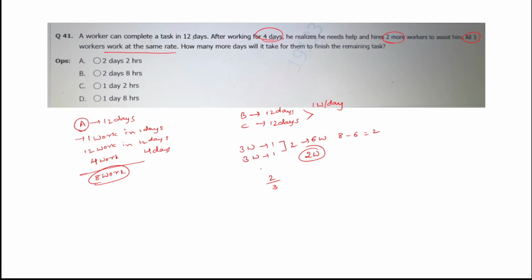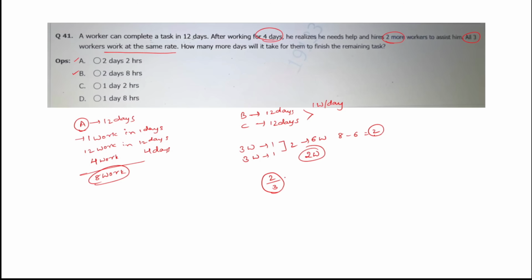But in the options, they are asking like 2 days 2 hours or 2 days 8 hours. So we already get the days as 2. So we need to consider either option A or option B only. And then we need to check for the hours now. So here they are working for 2 by 3 day. Actually, a day consists of 24 hours, but any person can work for 12 hours only.